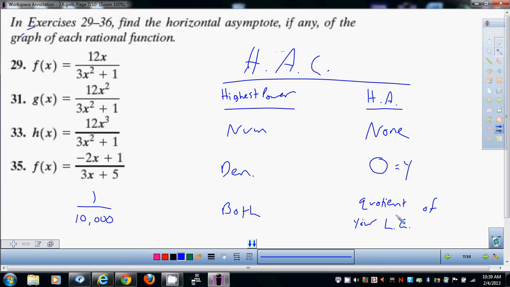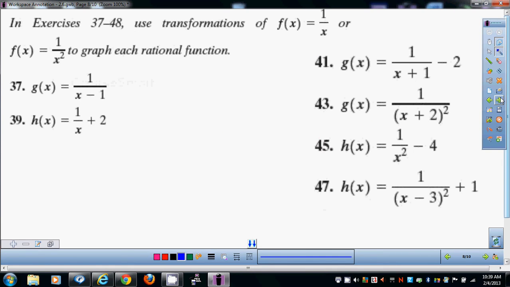Use transformations of our two parent graphs to graph these. Now there's two ways to do these. I say two ways because you could just find your asymptotes for both, graph them, and then plot your points around them. However, the easiest way to graph these is to know what the parents look like. So I'm going to take a moment to draw the parents down here at the bottom. And you probably want to make some sketch of them in your notes somewhere.